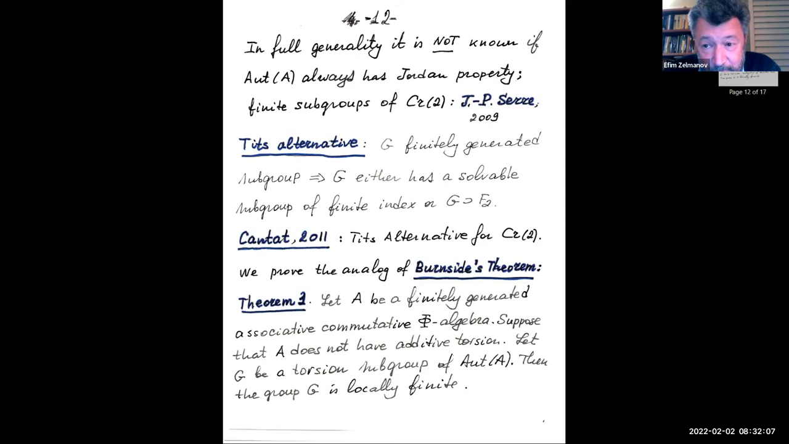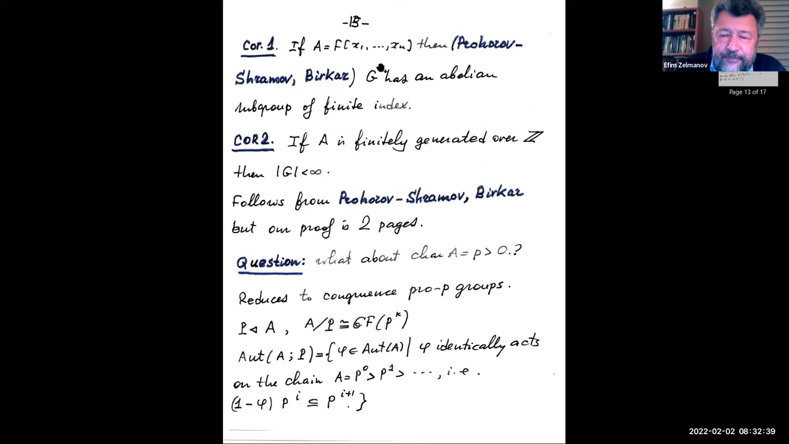Let A be a finitely generated associative commutative F algebra. And unfortunately, I have to make an assumption that it does not have additive torsion. So in some way, we talk only about zero characteristic. Let G be a torsion subgroup of the automorphism group. Then the group G is locally finite. Corollary, the first: if A is the polynomial algebra, then Jordan theorem holds.